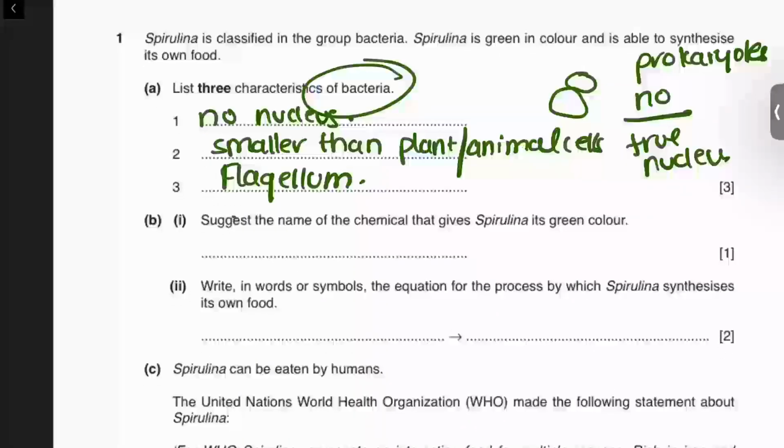Right. So, no true nucleus, smaller than plant and animal cells. They have a flagellum. There's nothing called a tail. It's basically a structure that kind of moves up and down, wags like this, in order to allow the bacterium to move. It's not a tail. That's wrong. Just write flagellum.